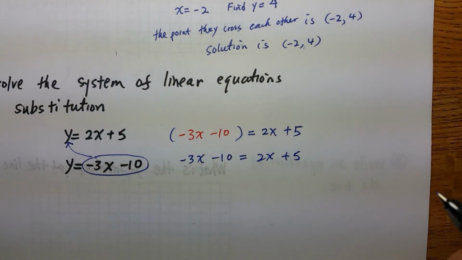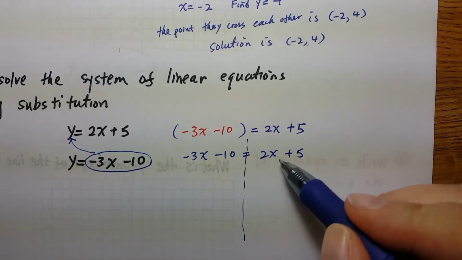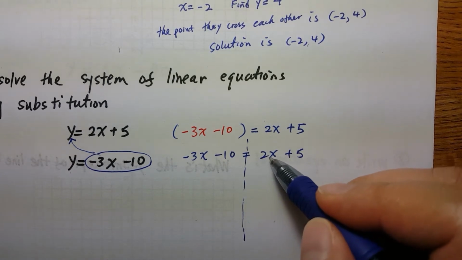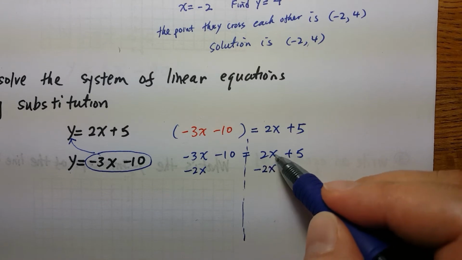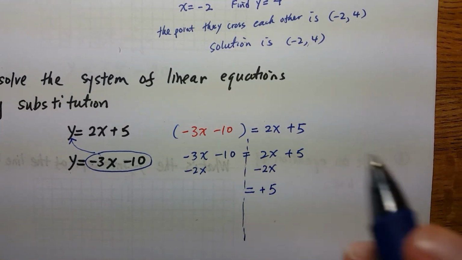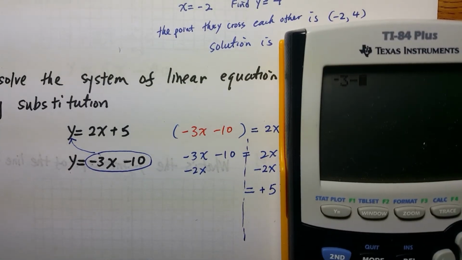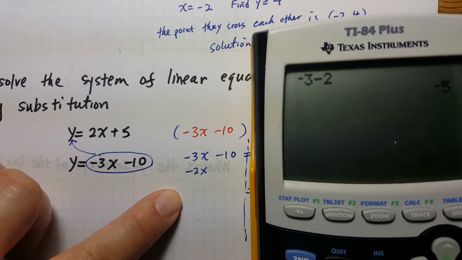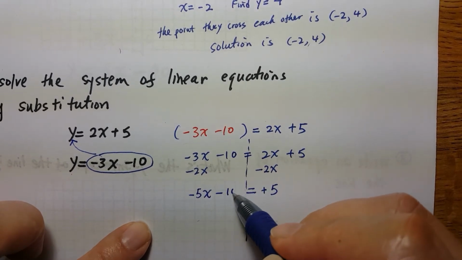Now you go back to something that we know. This is a multi-step equation, so we want to eliminate the variable on the right side. We use inverse operation on 2x: minus 2x on both sides. 2x minus 2x becomes 0, it's gone, so we get positive 5 over here. Now let's go back to the left side: negative 3 minus 2. You type in negative 3 minus 2 and get negative 5. So we get negative 5x, and you copy down minus 10.